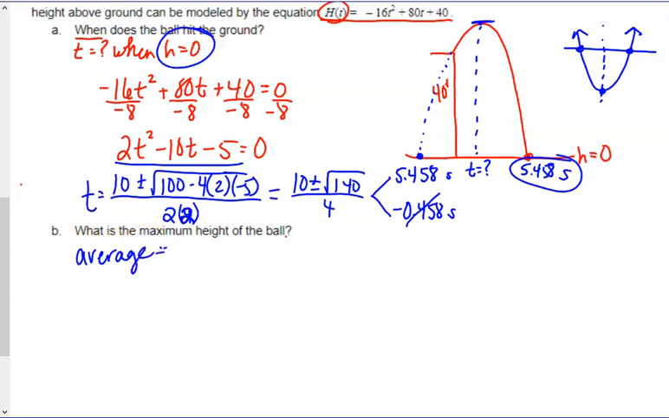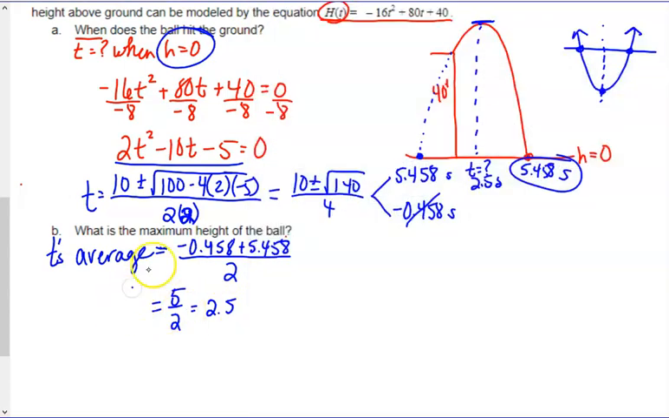And so, the average of our t's, let's say, we would take the negative 0.458, add the 5.458, and divide by 2. You add them up and divide by 2. So that's going to give me my halfway point, and it actually works out very nicely that that's 5 halves, or 2.5. So this is at 2.5 seconds, at which our height is its maximum.